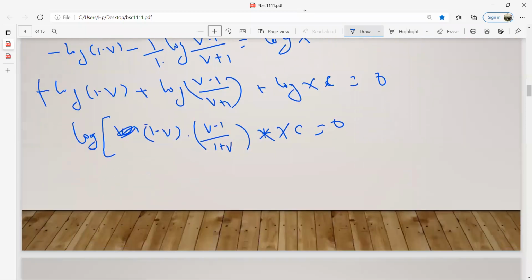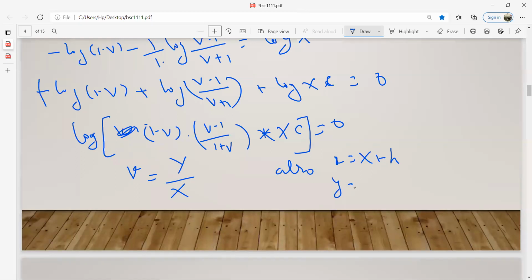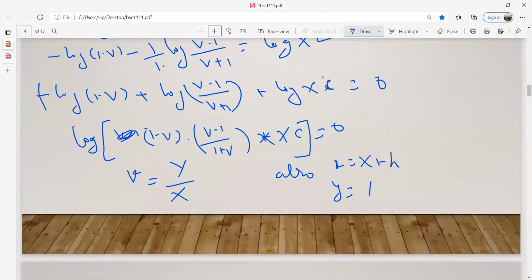After that, you have to use v equal to the value capital Y upon capital X, also using capital X equal to, we know that small x equals capital X plus h, and small y equals capital Y plus h.